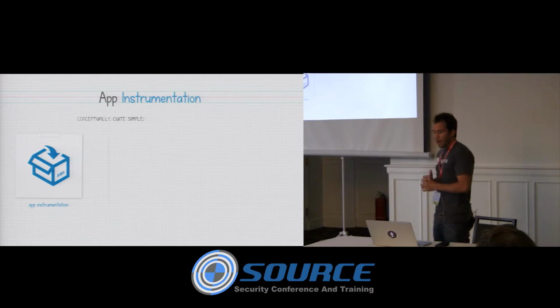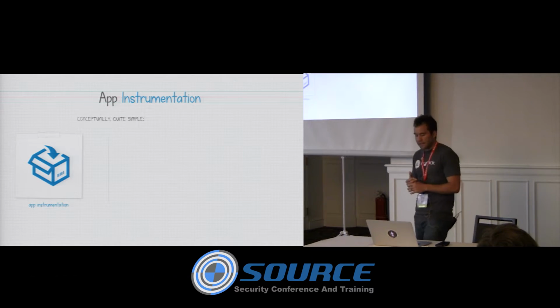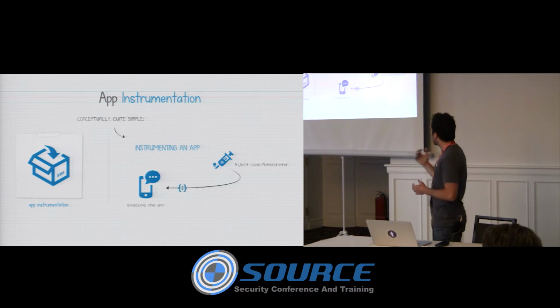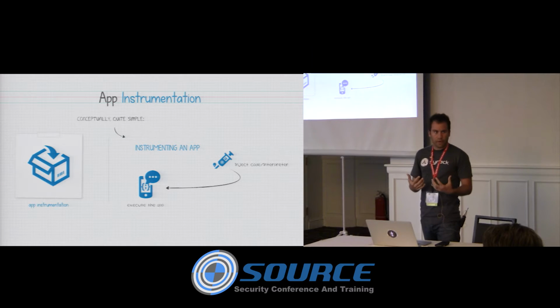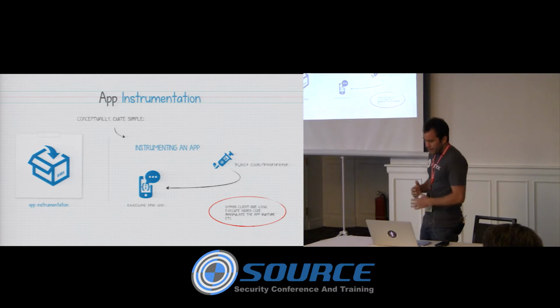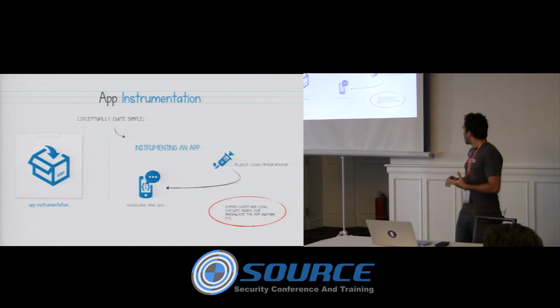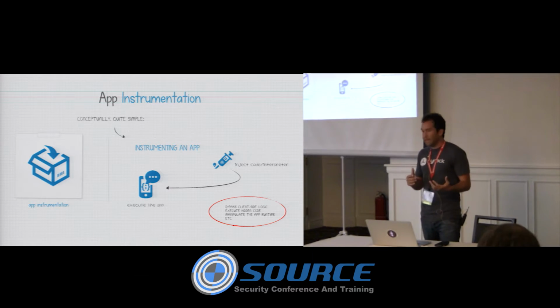Another really powerful dynamic analysis technique is app instrumentation. Instrumenting an app basically means injecting code or an interpreter directly into a running instance of an app. This is really powerful because what it allows you to do is bypass client-side logic, execute hidden code, or even manipulate the app runtime.